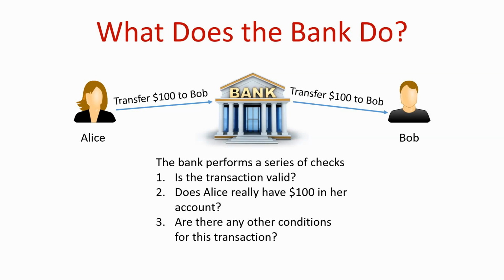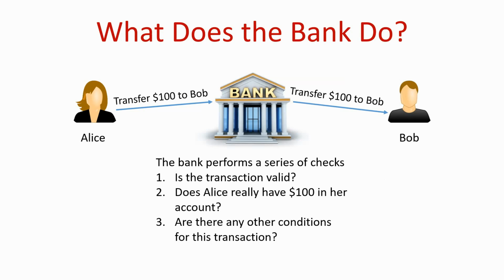But if you do this financial transaction through a bank, what does the bank do? The bank actually performs a series of checks. First of all, is this transaction valid? The bank would like to validate that you would indeed want to transfer $100 to Bob. So there would be a series of checks.